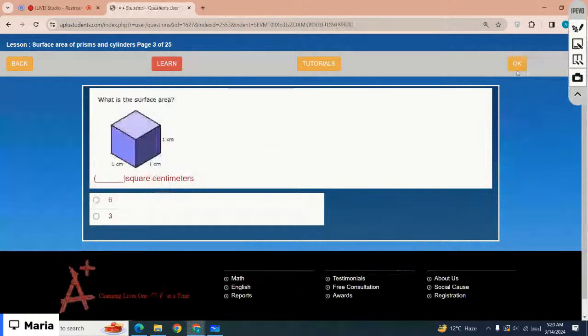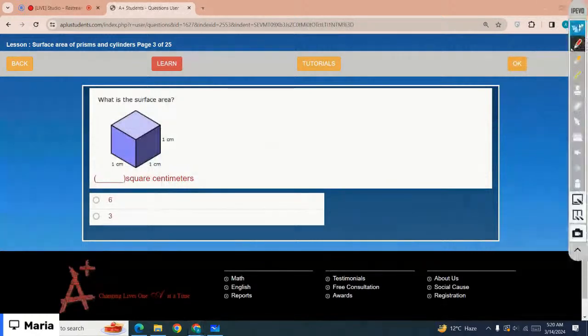What is the surface area? Again, that is a cube. A cube has all 6 faces, and they are all squares. So the area of one face is 1 times 1, that is 1. Then the area of 6 faces is 6 times 1, that is 6. So the correct option is 6 square centimeters, right?